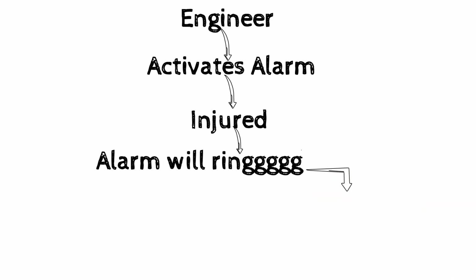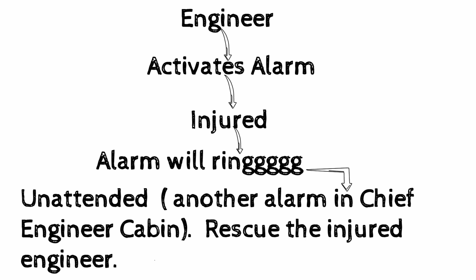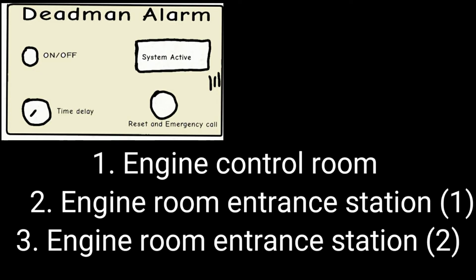In this flowchart, you can see how the deadman alarm works when it is activated. There are three deadman alarm reset positions in the vessel. First is the engine control room, second is the engine room entrance station 1 and station 2. The deadman alarm system provides the possibility to call for immediate assistance by pushing one of the reset units for longer than 3 seconds. This is called emergency call, as you can see in this figure.